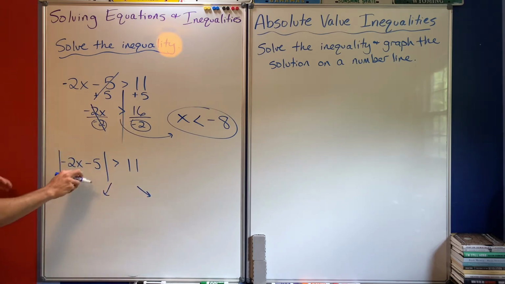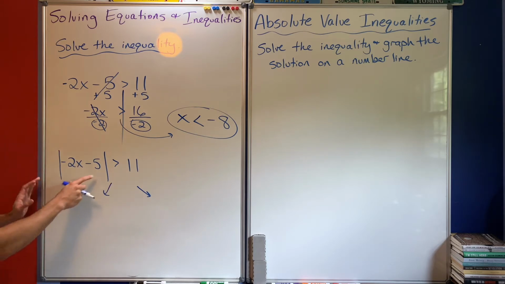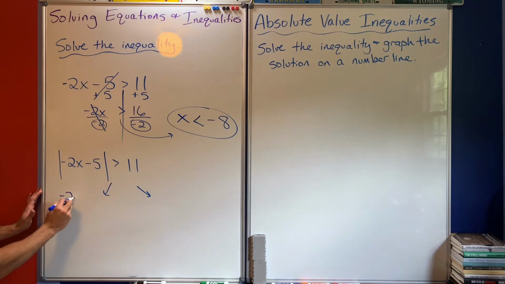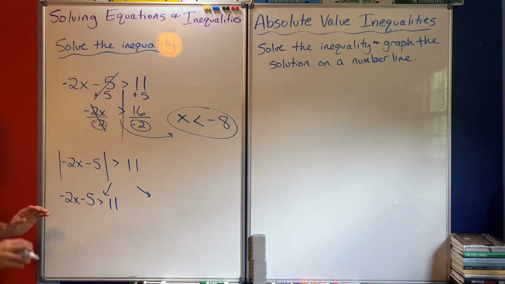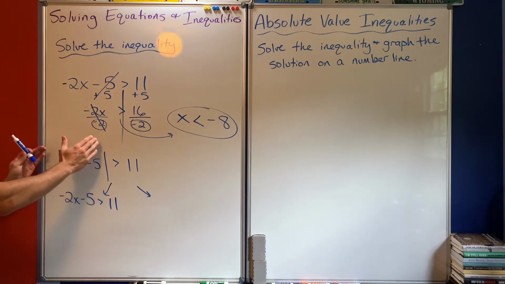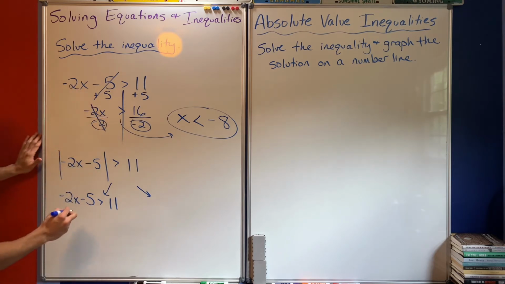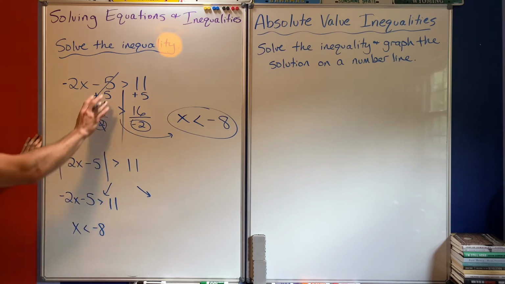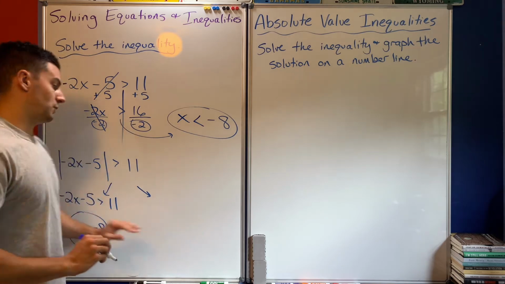Okay, so watch this. My two separate inequalities are, basically just dropping off the absolute value bars, negative 2x minus 5 is greater than 11. Just exactly what it was, just without the absolute value bars. So that is one inequality that I'm going to solve, and I actually already solved that, so I know that solution is going to be x is less than negative 8, because that's the same exact one as up here. But my second one, watch this, okay?